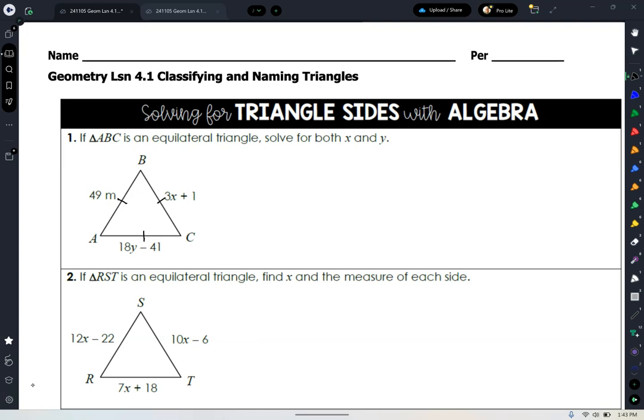Now, here's what we're going to do. Watch carefully. I don't particularly care for this M up here because that's supposed to be 49 meters, but that could very easily be confused with a third variable, especially since we have an X and a Y. So we're just going to cross that out. You have an equilateral triangle. One side is 3x plus y. The other is 18y minus 41. The other side is 49. Solve for x and y. Ready? Go.